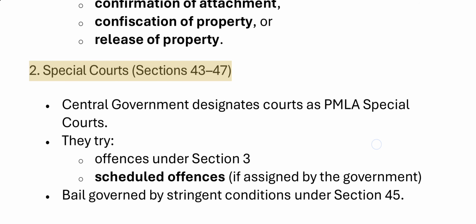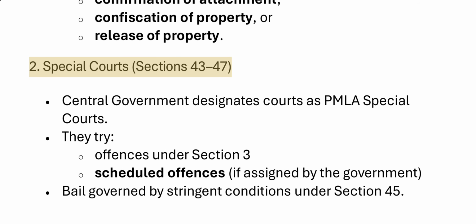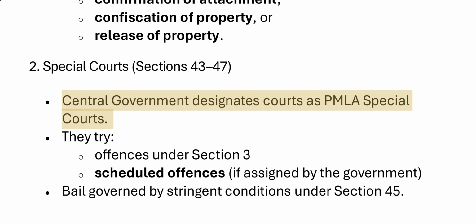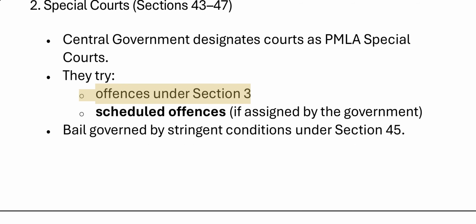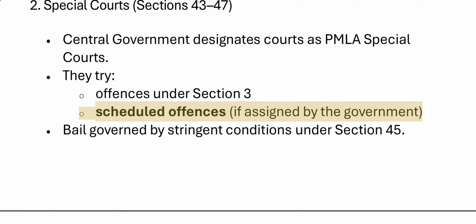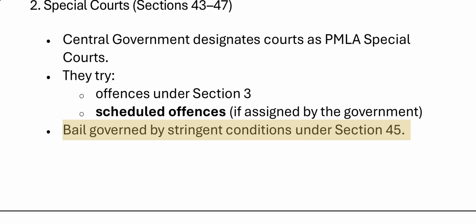2. Special Courts, Sections 43 to 47. The Central Government designates courts as PMLA special courts. They try offences under Section 3 or scheduled offences if assigned by the government. Bail is governed by stringent conditions under Section 45.